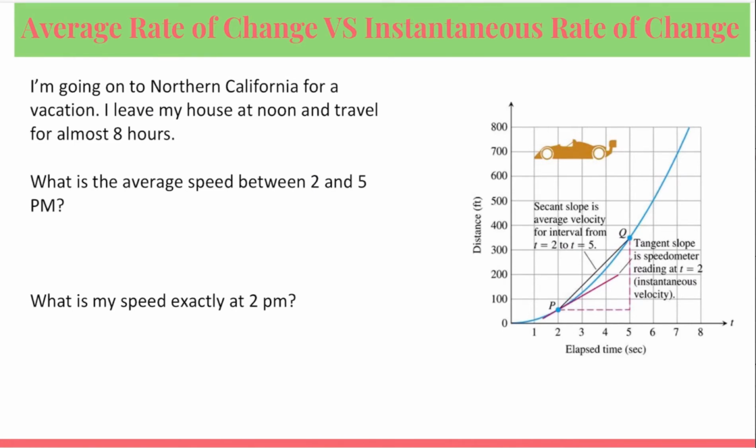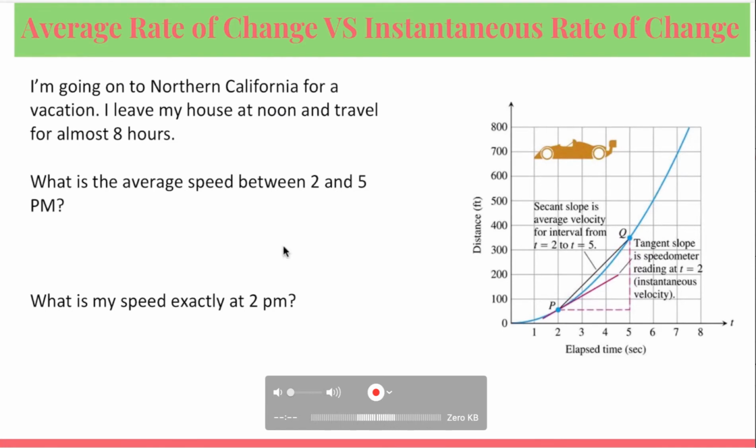Let's say that I'm going to Northern California for a vacation, and I leave my house at noon and travel for almost 8 hours. This is a graph of what my journey could look like. It's not the most realistic, but this is what it could look like. I start at noon, which is 0, and travel for almost 8 hours. You can see I stop. We're going to say it stops a little bit before 8. And here is, over time, how far I have driven.